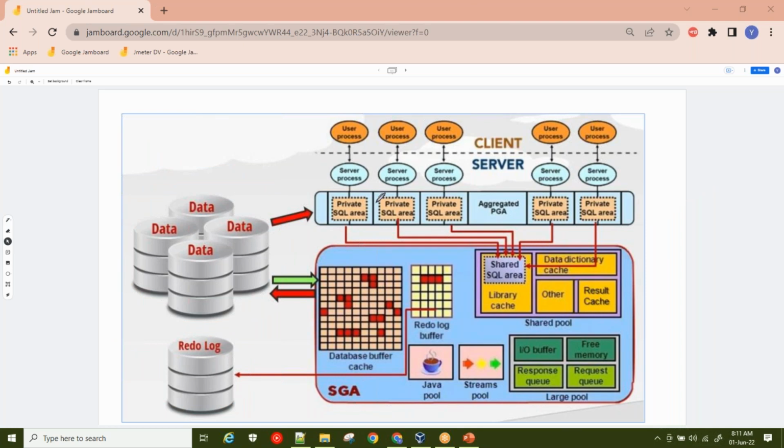Now let's understand what is inside the SGA. There are different components: the shared SQL area, data dictionary cache, and result cache. Let's understand these in detail one by one. One thing we need to understand: these are caches.